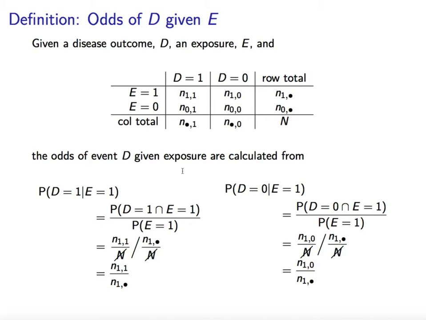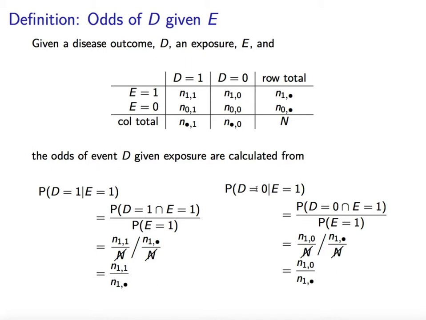So we can use this table up here to calculate these probabilities. That's simply N11, that is the intersection where they were exposed and had the disease, divided by N, big N, that turns it into a probability, divided by N1 dot, which is the probability that they were exposed, over big N. That gives us the probability that they were exposed. These big N's cancel and we get N11 divided by N1 dot. That's the probability of disease given the exposure.